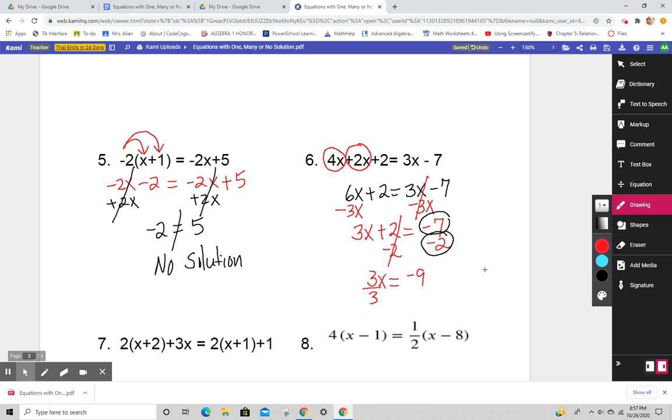Divide both sides by 3, and x equals negative 3, because this is DSN. Remember, different sign negative when you're multiplying and dividing. That's how I want you to think about it. Different sign negative. So the answer is x equals negative 3. In this case, we have one solution.